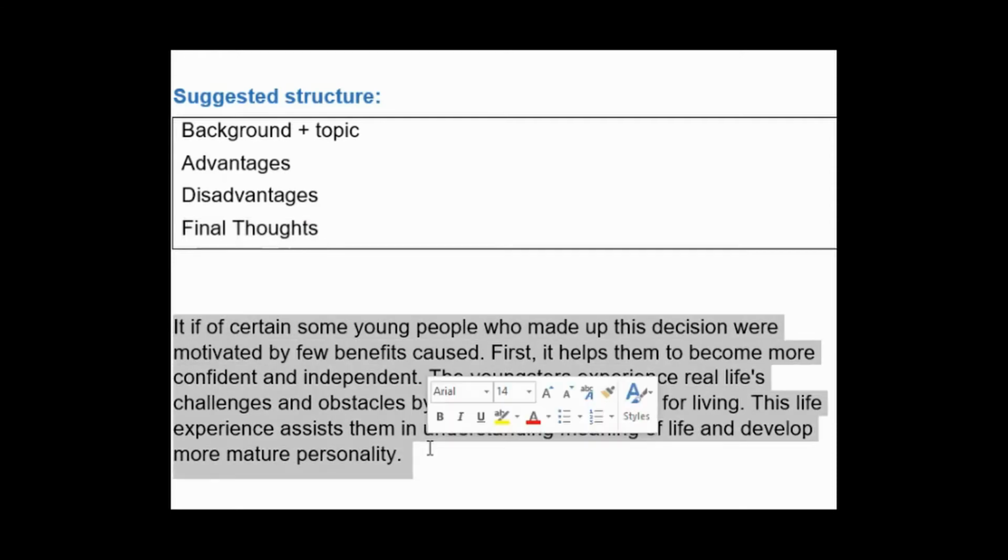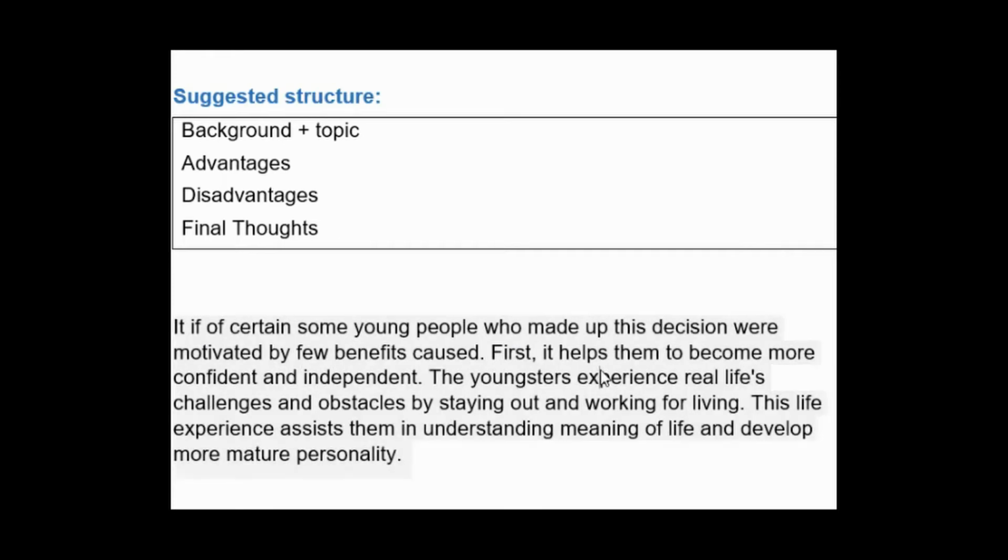So from our example, this is the first body paragraph, and it reads like this. It if of some young people who make up the decision were motivated by a few benefits caused. First, it helps them to become more confident and independent. The youngsters experience real life's challenges and obstacles by staying out and working for a living. This life experience assists them in understanding meaning of life and develop more mature personality.